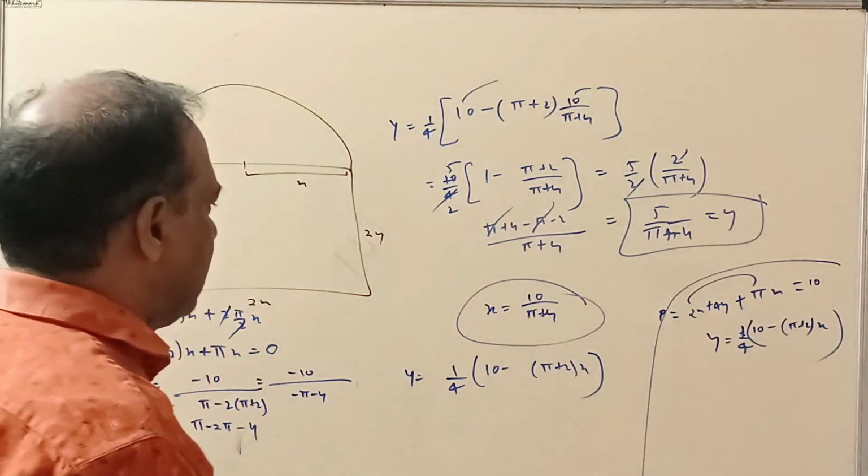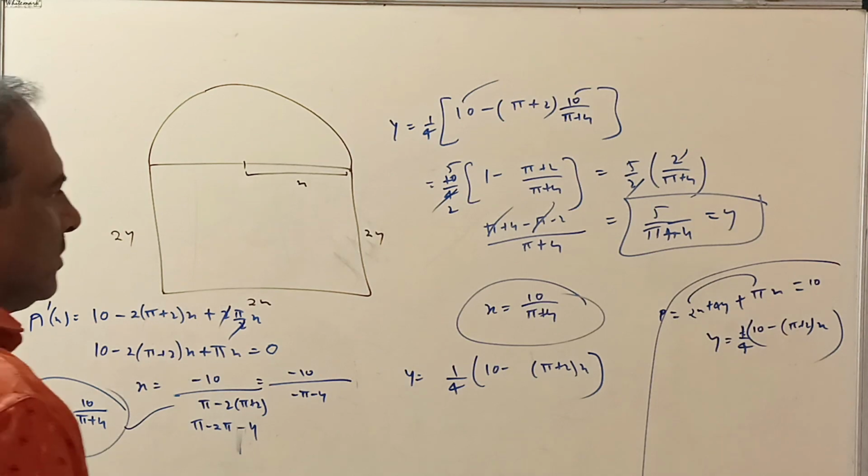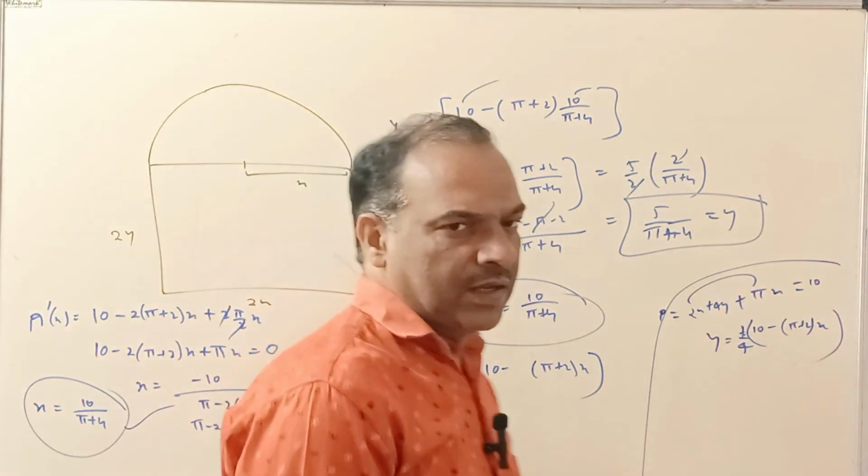So you have the dimensions as x equal to 10 over pi plus 4 and y equal to 5 over pi plus 4.